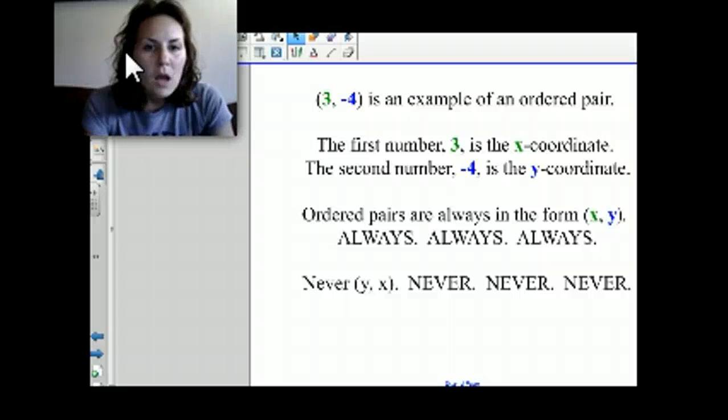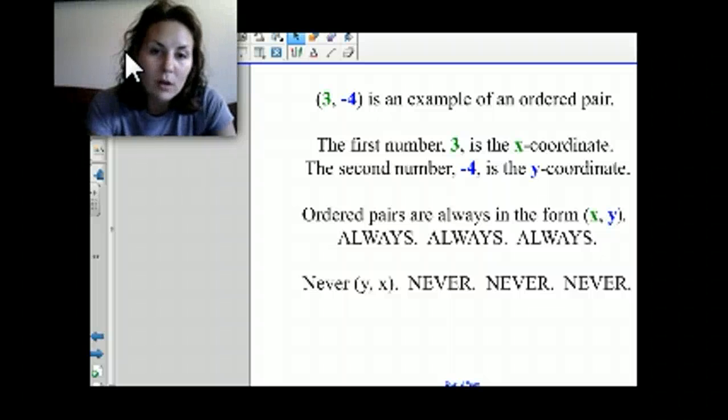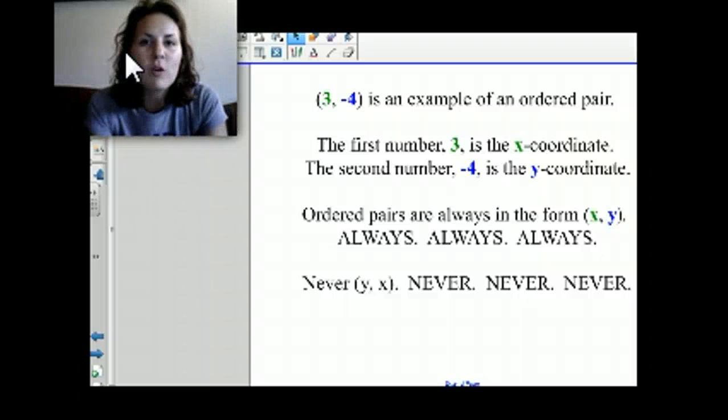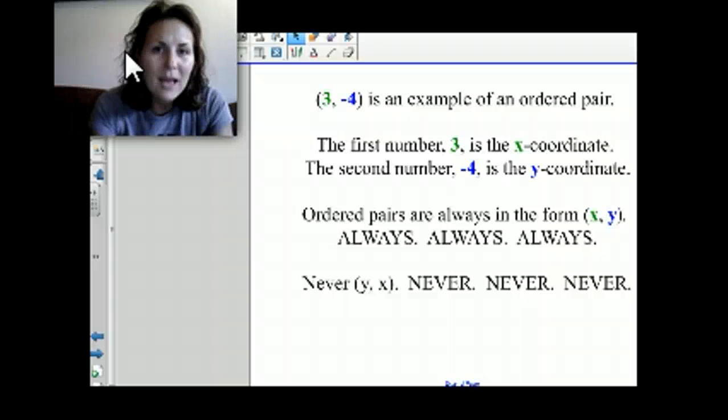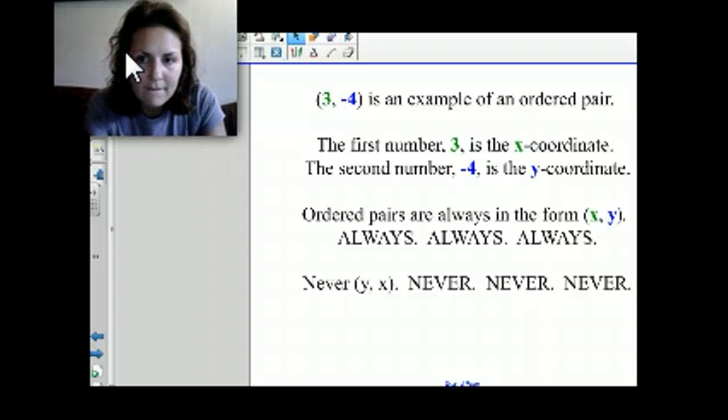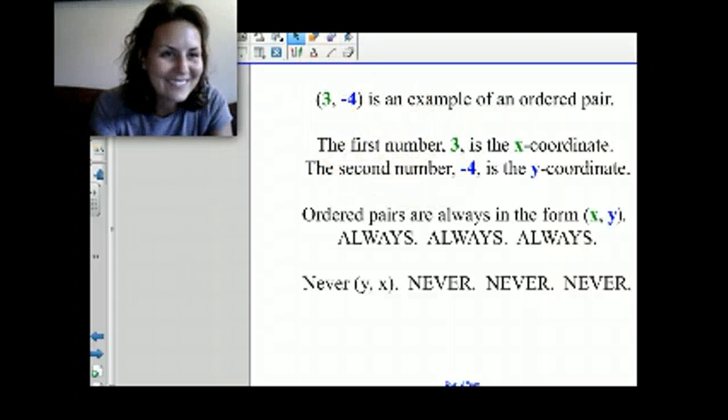Okay, so (3, -4) is an example of an ordered pair. The first number, 3, always represents the x-coordinate. The second number, -4, is the y-coordinate. They always are in the form (x, y). Always, always, always. It's never y then x. When we get to slope, sometimes students get this confused. We'll worry about that then. x, y. x, y. I color-coded it too.